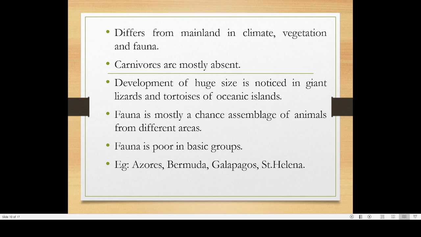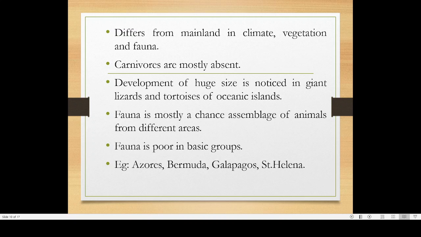So going to the animal fauna of oceanic islands, very few animals are there. The reason is that for an amphibian to reach Lakshadweep, it needs fresh water. How can it cross sea water and reach Maldives? It is impossible. That is why there are no frogs or amphibians in Lakshadweep. Then the fauna is poor in basic groups.